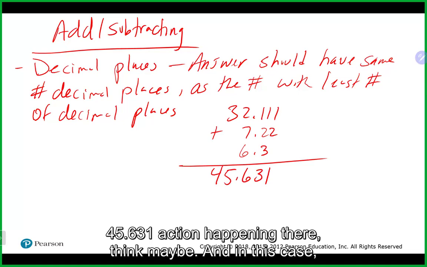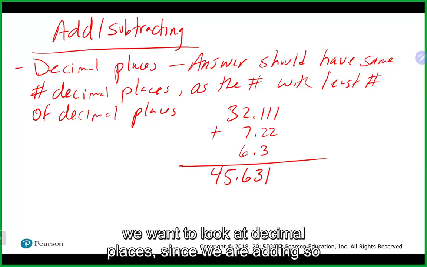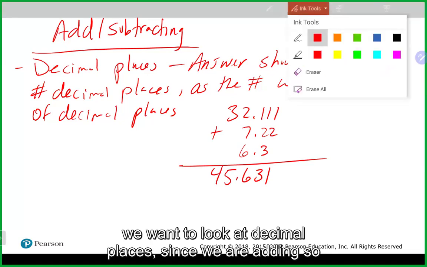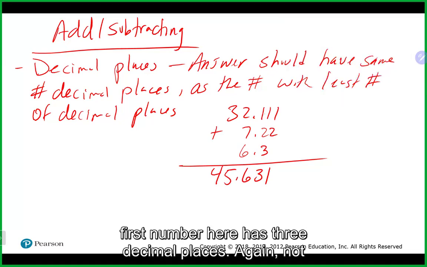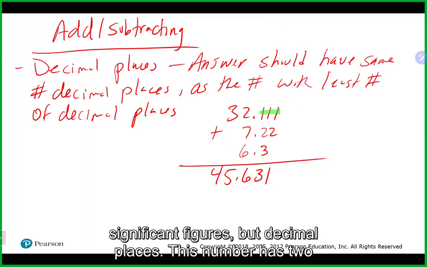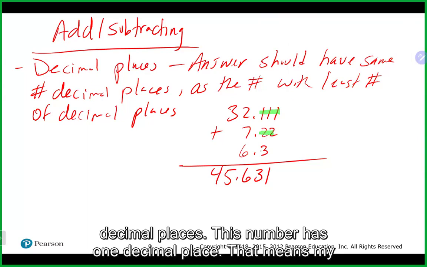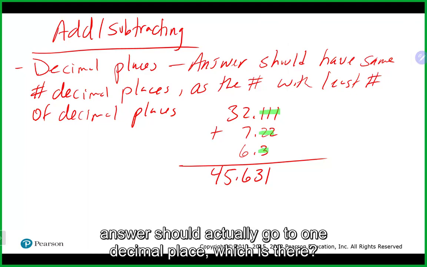And in this case, we want to look at decimal places since we are adding. So the first number here has 3 decimal places. Again, not significant figures, but decimal places. This number has 2 decimal places. This number has 1 decimal place. That means my answer should actually go to 1 decimal place, which is there.